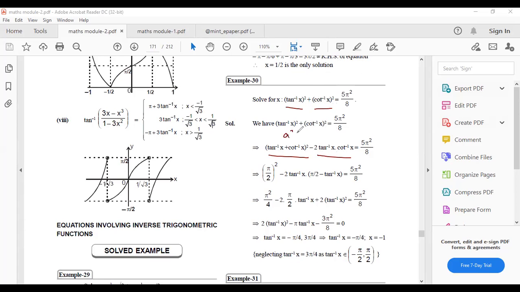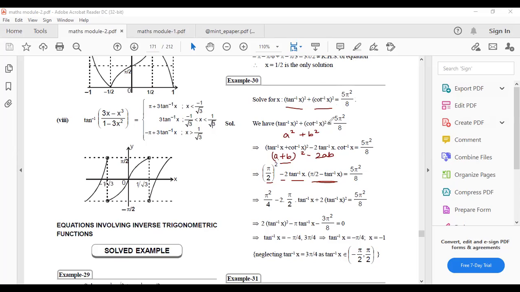A square plus b square can be written as (a plus b) square minus 2ab. Now a plus b is pi by 2. So (pi by 2) square minus 2a into b. Now cot inverse x can be written as pi by 2 minus tan inverse x. Yes or no?